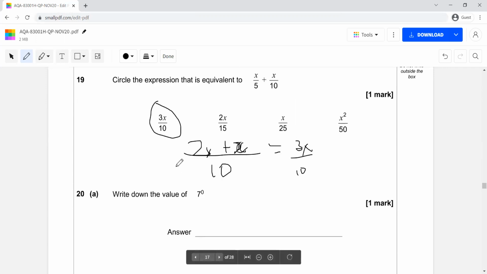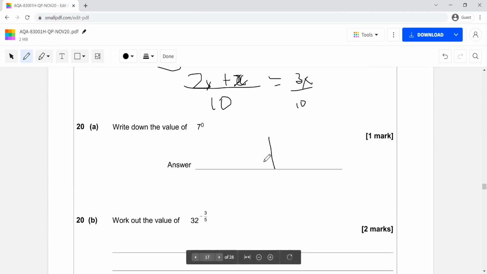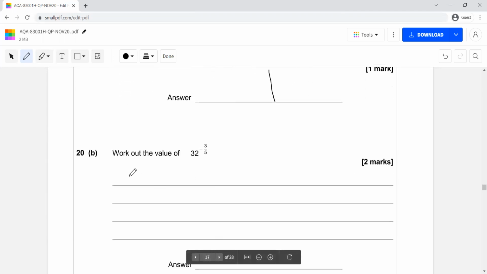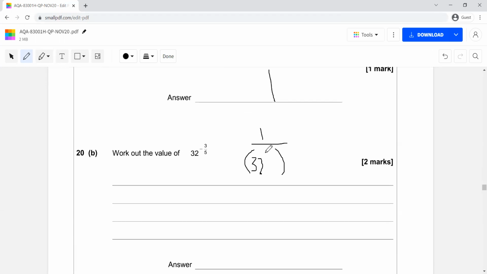Write down the value of 7 to the power of 0. Anything to the power of 0 is 1. So it's just 1. Work out the value of 32 to the power of minus 3 over 5. I'm going to rewrite this as 1 over. Now I'm being very careful because I'm only doing this because it's to the negative power. So that's when we do reciprocals. So this is the same as 1 over 32 to the power of 3/5.